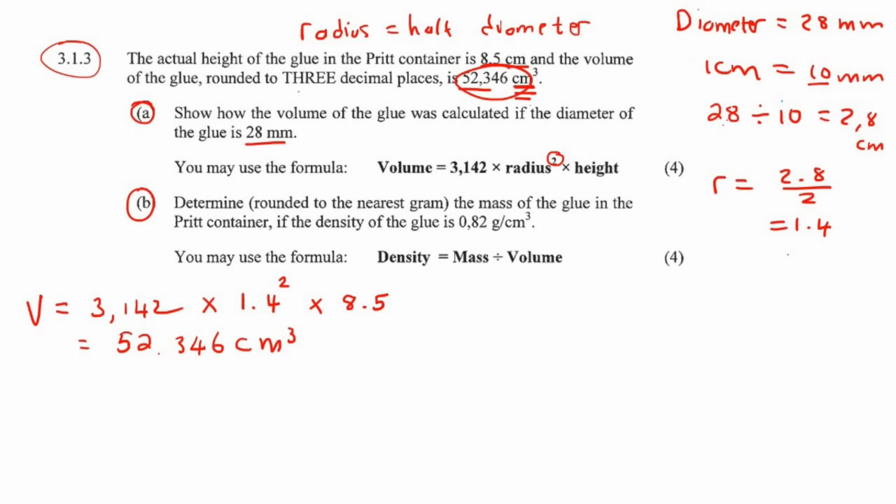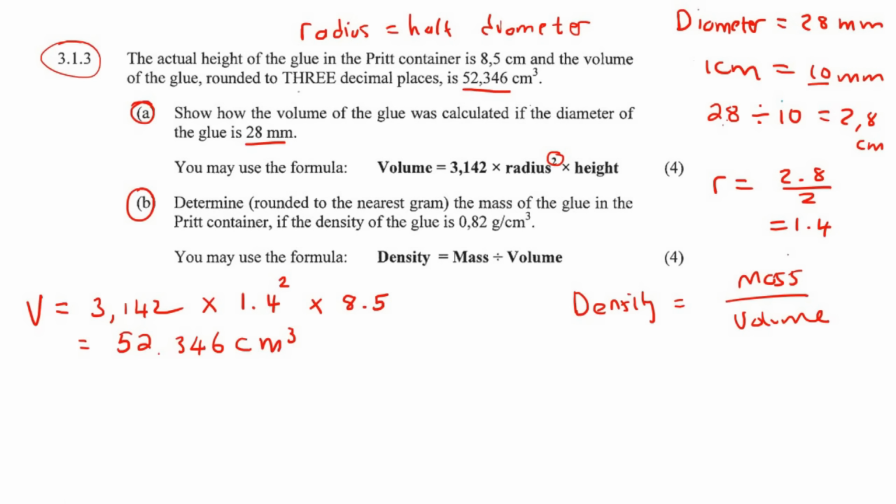Moving on to this part, it says determine, rounded to the nearest gram, the mass of the glue in the Prit container if the density is 0.82 grams per centimeter cubed. It says that you may use this formula over here. So we're going to use their formula. We know that density is equal to mass divided by volume. We could say density equals mass over volume. That's another way of writing it if you want.